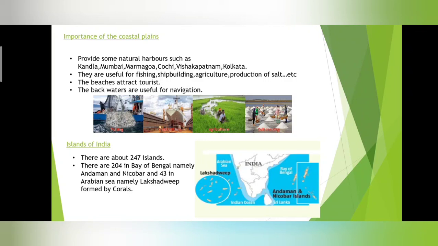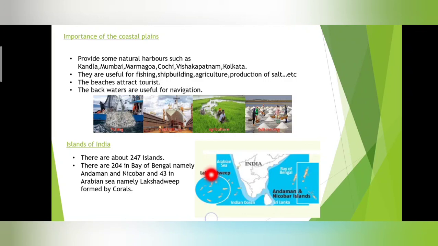There are totally 247 islands in India. Among them, 204 are in the Bay of Bengal, in Andaman and Nicobar, and 43 islands are in Lakshadweep. The Andaman and Nicobar islands are made up of hard volcanic rocks. Likewise, the Lakshadweep islands are made up of corals. Corals means a type of sea animal.